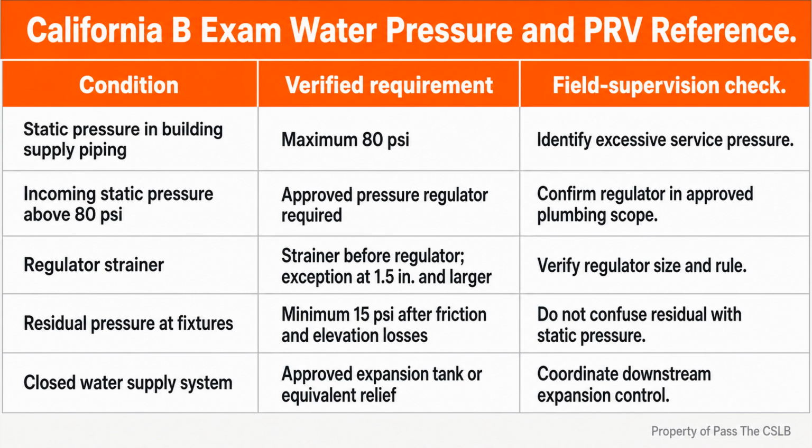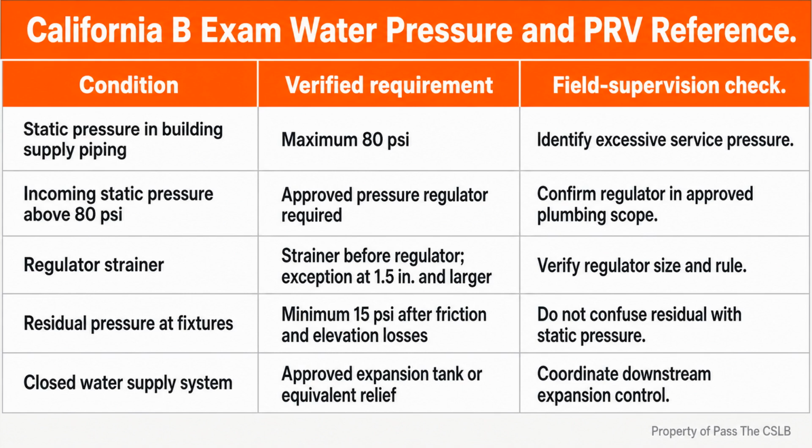Now let's get into it. The most important field decision in this topic is easy to miss. A pressure-reducing valve can solve excessive incoming pressure and, at the same time, create a closed condition that needs its own pressure control. I want you to remember the sequence, not just the parts.